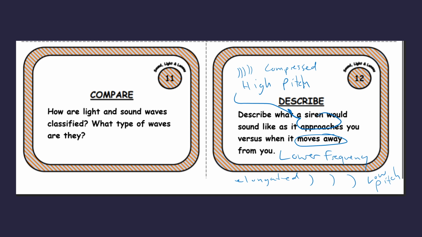All right, number 11. Light and sound waves, how are they classified? Okay, so there's a couple of classifications here. Sound is going to be mechanical and longitudinal. And light is going to be transverse and electromagnetic.